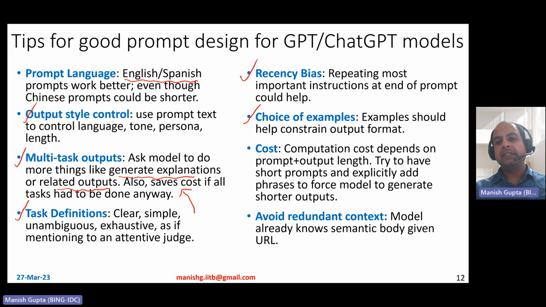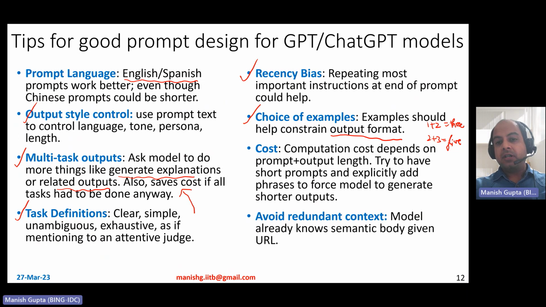Choice of examples. Examples should help constrain the output format. You should choose examples such that they are very clear and help the model understand the task better. So you could also use examples to exactly constrain the output format. So if you're expecting the model to answer 2 plus 3 is equal to, let's say, 5 in words, FIVE, then you would also give more examples like 1 plus 2 equal to 3 and so on, so that the model understands this is the format in which you expect the answer.